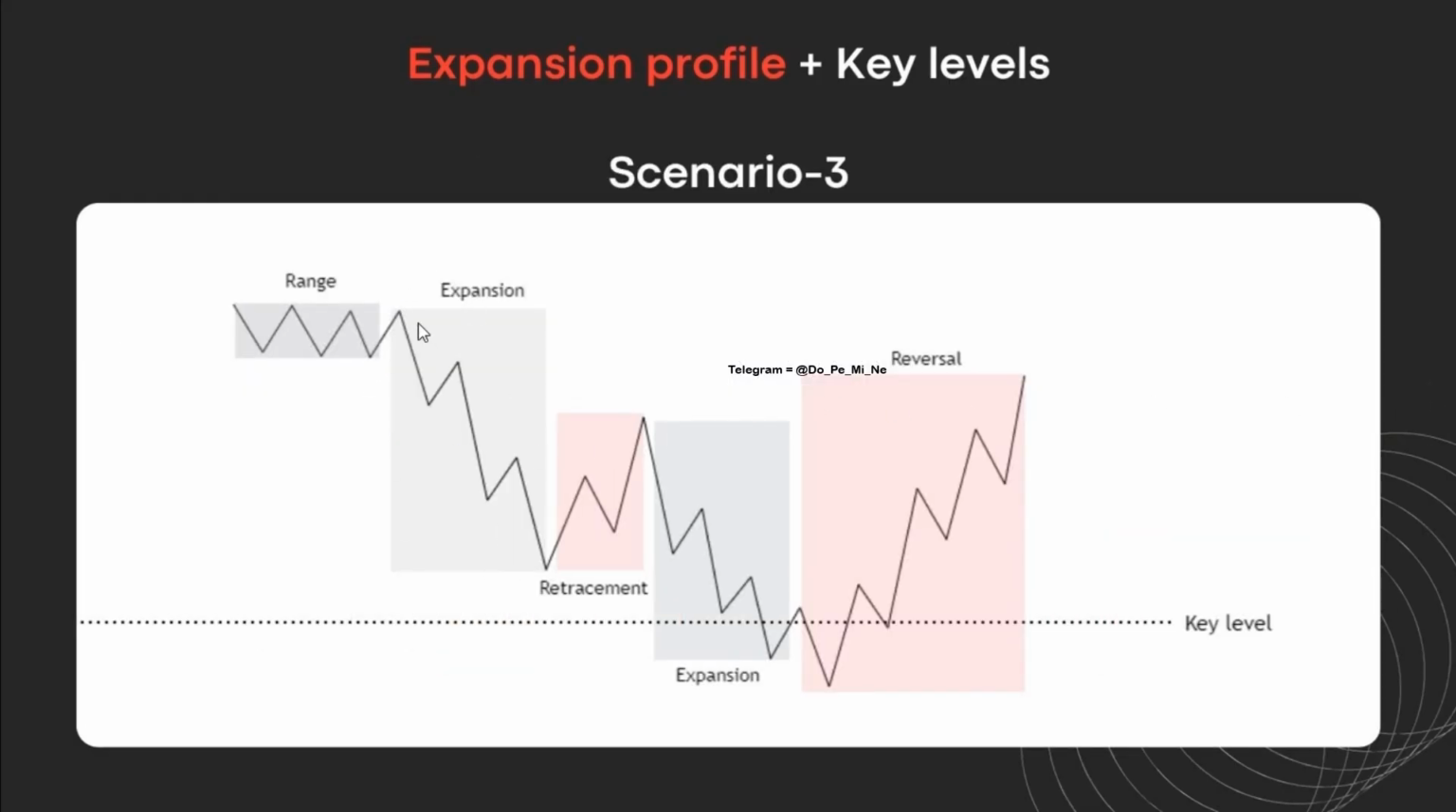Now the third scenario is when the expansion profile doesn't test a key level, but then after it has a retracement profile, and then after that retracement profile we can expect another expansion towards that key level, right? Now in this case the second expansion has now tested a key level, so what are we going to expect? We're going to expect a reversal profile, right? Because that expansion profile has tested a key level, right?